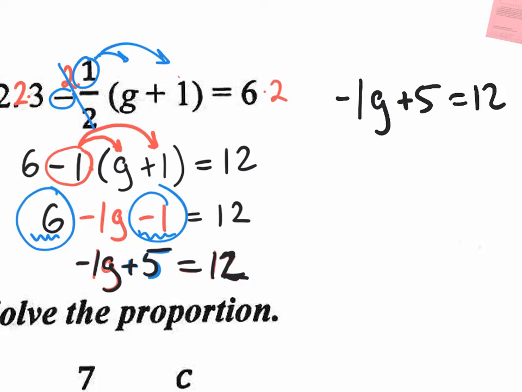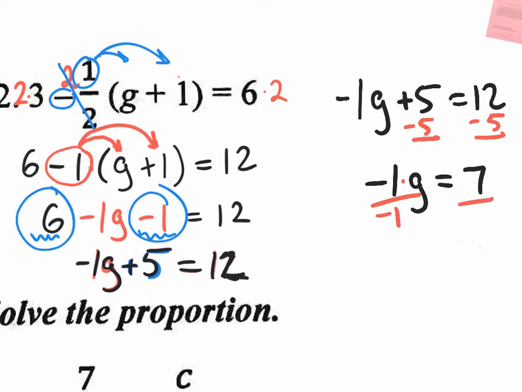Let me write it up here to have more space. Yes, we're going to subtract 5 to both sides. Minus 5, minus 5. You're going to have a new equation that reads negative 1g equals 7. Final step. Divide by negative 1. Or you could technically multiply by negative 1 as well. Either way, g is going to equal negative 7.